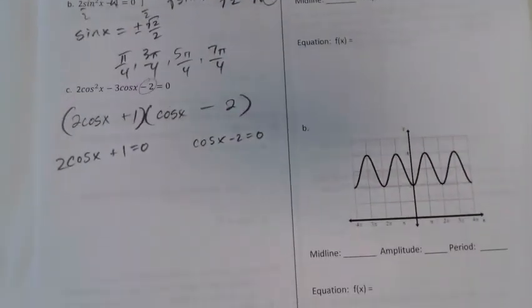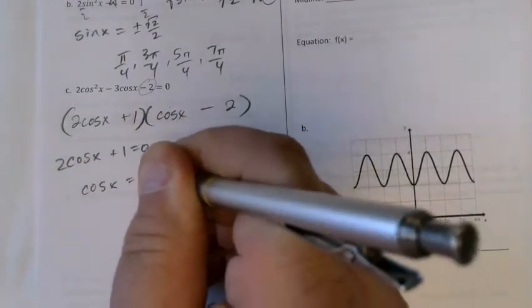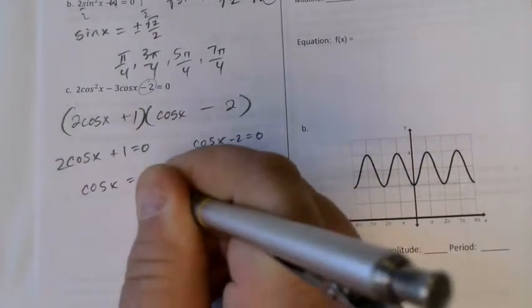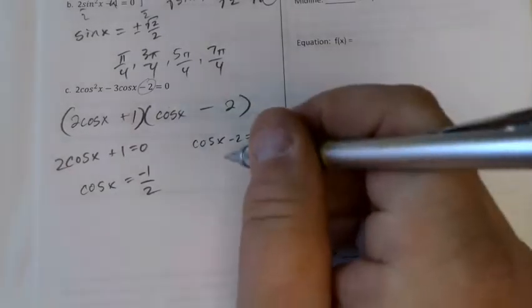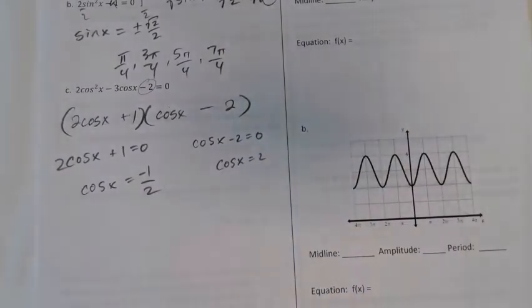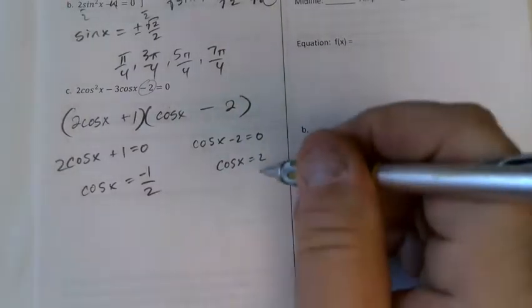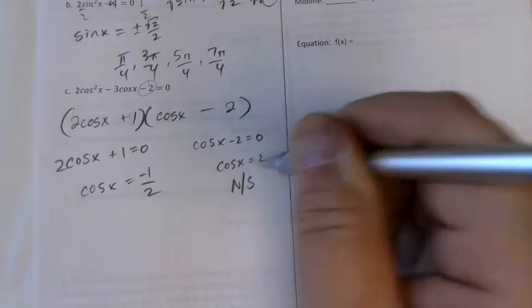Okay? So this cosine of x, I move the 1 over, it becomes negative 1, and then I divide by the 2, and I get cosine of x equals negative 1/2. This one, I move the 2 over, cosine of x equals 2. Well, on my unit circle, remember, this is the x value. I never have an x value of 2. So this one will have no solutions.